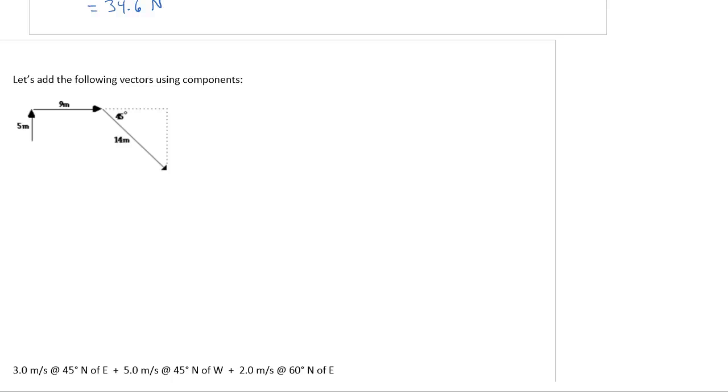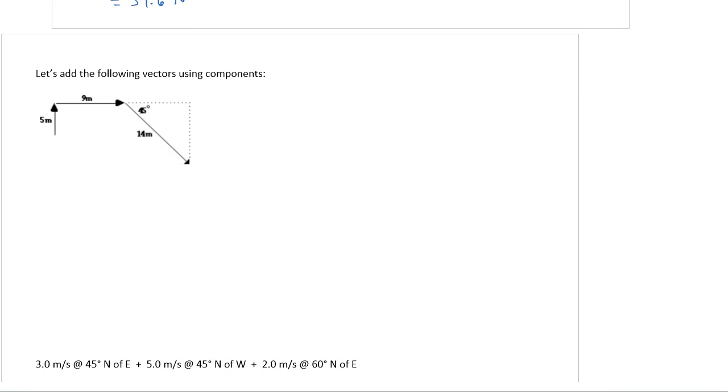Okay, let's go on to the next page and let's add the following using components. Now, there would be a pretty easy way to do this by drawing an arrow across there. I'm just going to show you a method. Right now it might seem like it's a little bit of a long method, but you're going to see over the course of the next couple examples that it really works well.